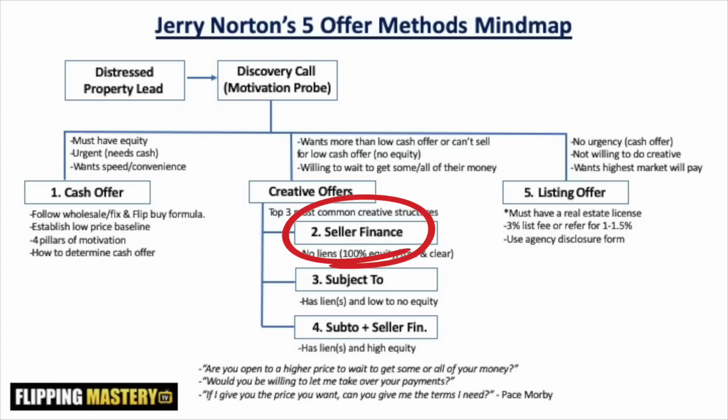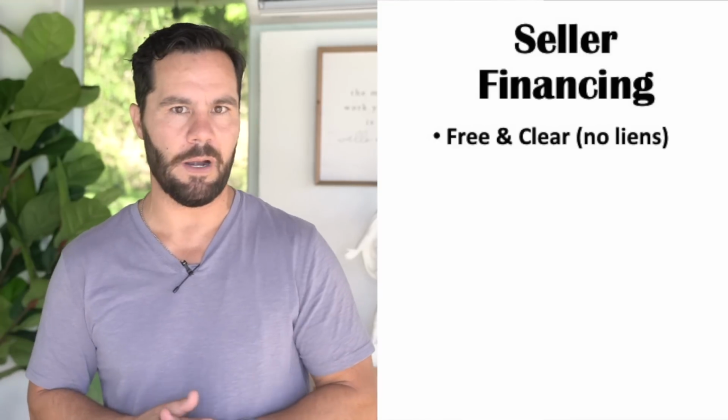Method 2 is called seller financing or owner financing. Let me explain when seller financing is the perfect solution. Let's say the seller has a distressed property that he wants to sell, and he owns the property free and clear, which means there are no loans or liens on the property. That means he has 100% equity. This is more common than you think. It's estimated that 30% of all real estate owned is free and clear.